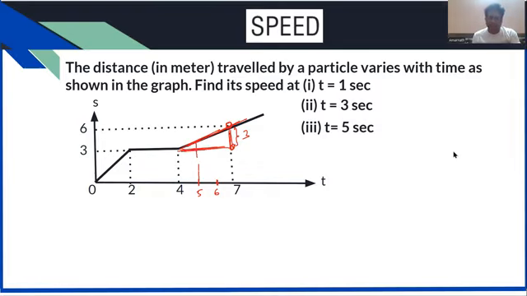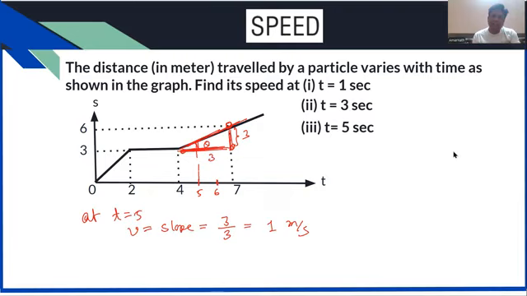And this part's length will be 7 minus 4, so this is also 3 only. So it means that at t equal to 5, speed equal to, it is nothing but slope only. So it is slope 3 by 3, which is 1.